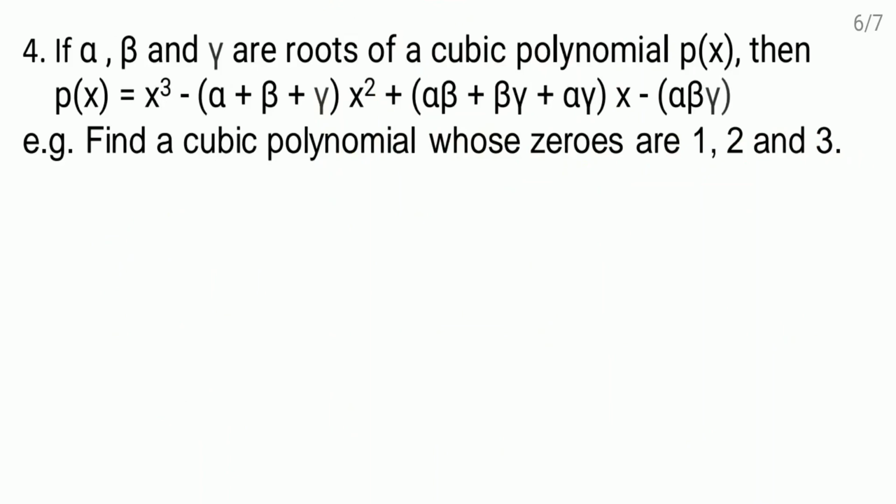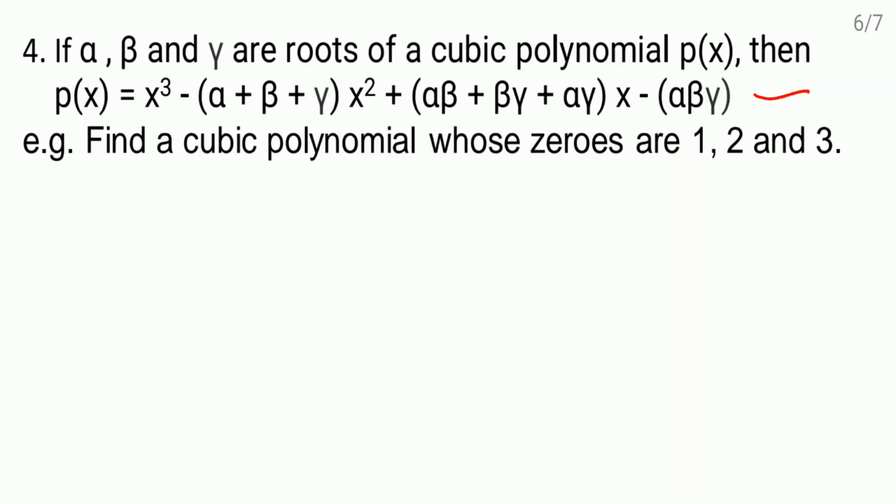If alpha, beta, gamma are the roots of a cubic polynomial p of x, then the format of writing the cubic polynomial is this one. See here. In this case, you are supposed to be careful about the negative signs. For the first term, positive sign, then for the second term, negative, then positive, and then negative. Clear? So you have to remember this format to write down the cubic polynomial.